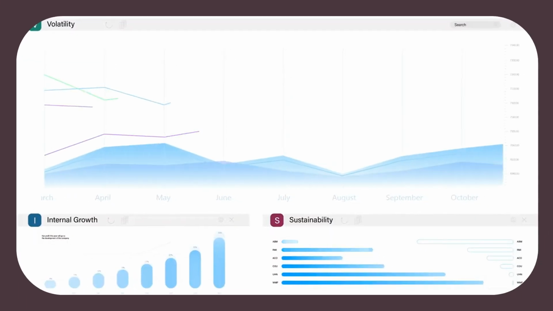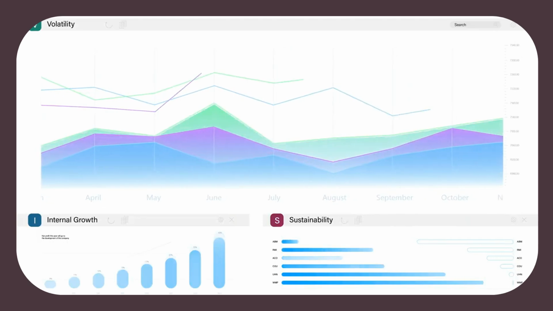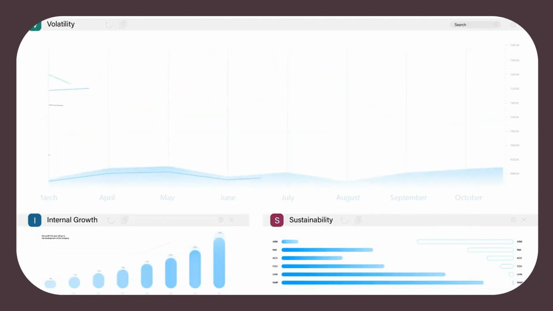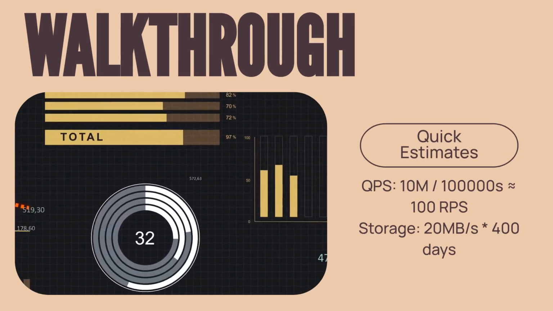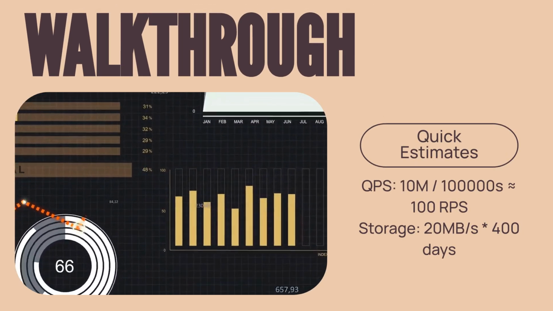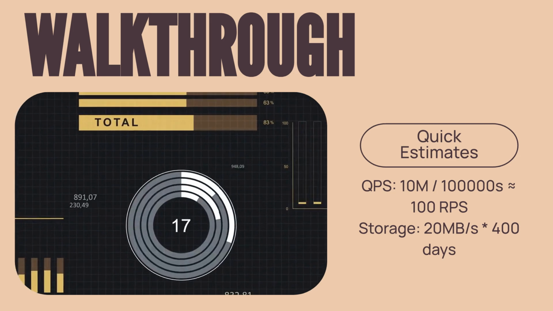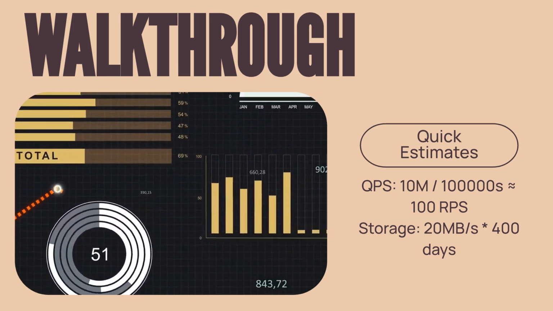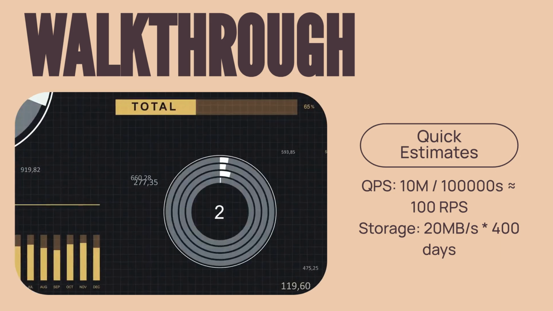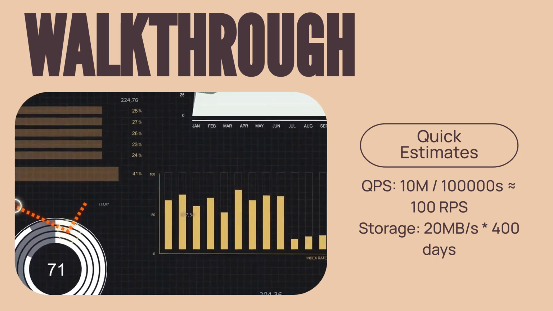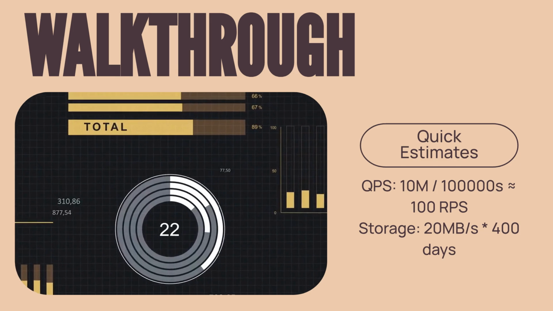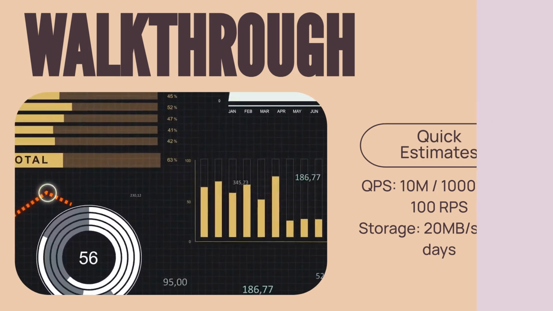Imagine you're designing a photo-sharing application with 10 million daily active users, and each user uploads a 1-2 megabyte photo per day. For QPS, 10 million daily uploads gives you an average of about 100 requests per second. We approximate daily seconds to 100,000. For storage, 10 million photos at 2 megabytes each is 20 terabytes of data daily. Multiply by 400 to estimate yearly growth.